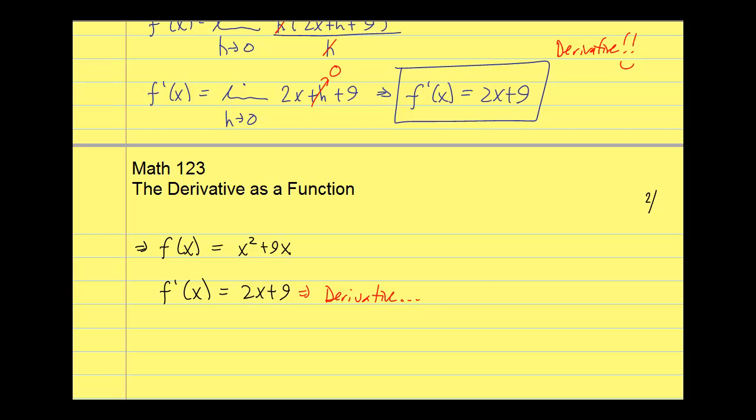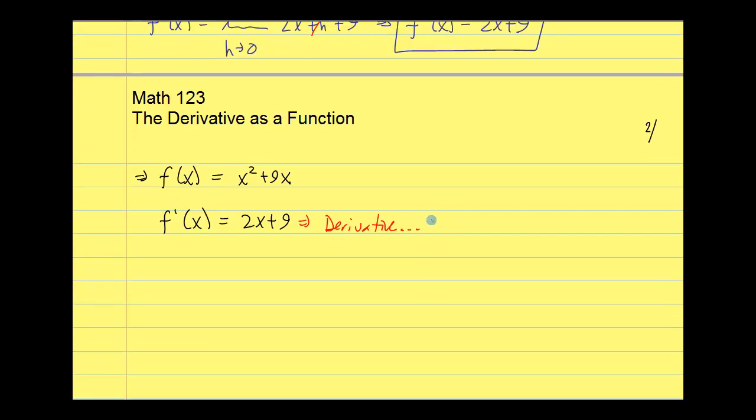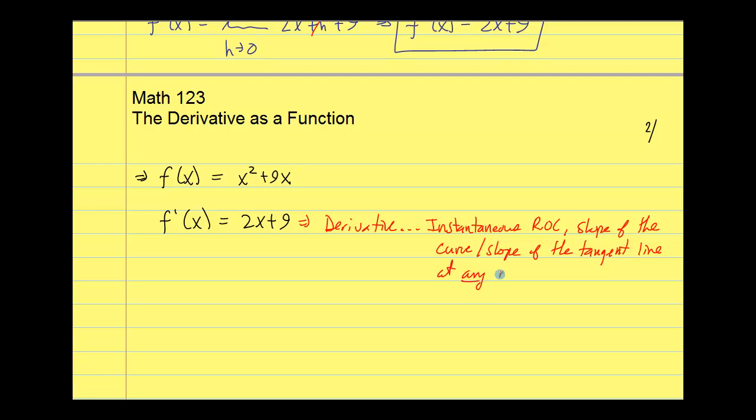Okay, well, what is the derivative? Well, the derivative can be a lot of things. It can be an instantaneous rate of change. It can give you the slope of the curve. Another way to say the slope of the curve is to say the slope of the tangent line. So it's giving you all these things, but at any value of x. So that's the important thing to remember here, is at any value of x. So this is my derivative.